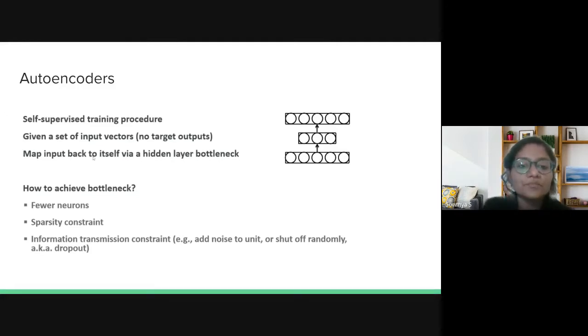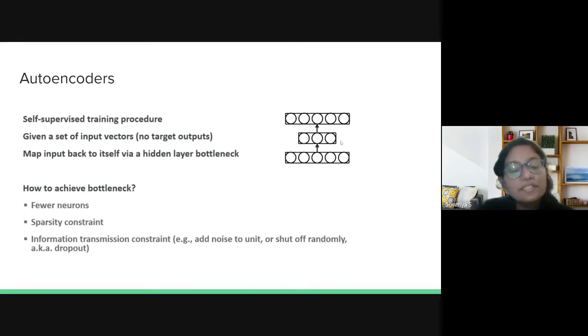Now, let's get back to autoencoders. So, here, given a set of input vectors and there are no target outputs, we are simply trying to map the input back to itself. So, if this is my input x, I need to regenerate this x through this layer. And this is called the bottleneck layer.